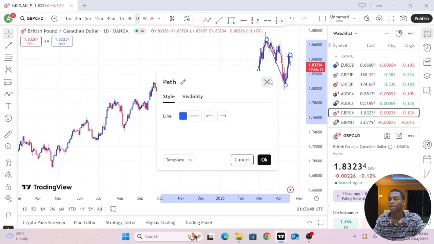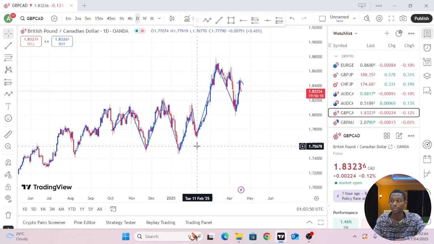So I think for now, the market structure and the direction of the market is clear. The market is on an uptrend. GBP card is on an uptrend. So if we're looking for something for GBP card, we're going to be looking for buys, obviously.